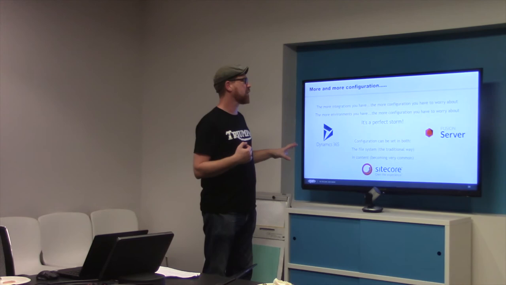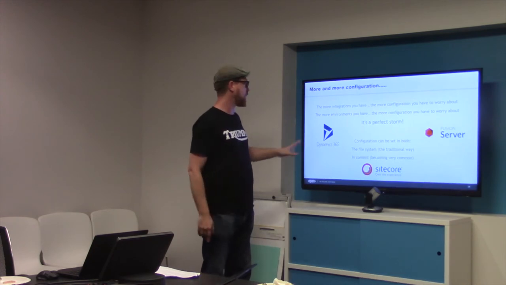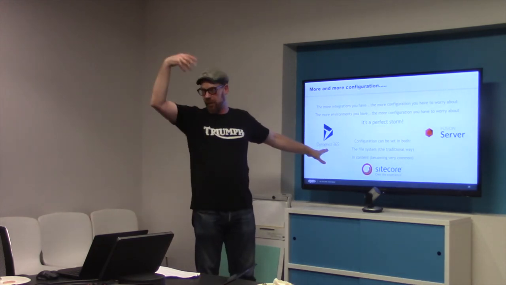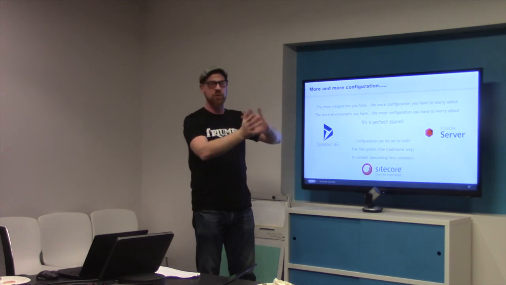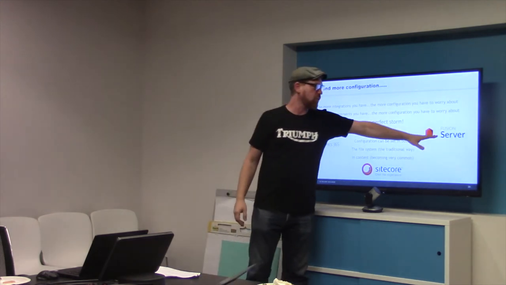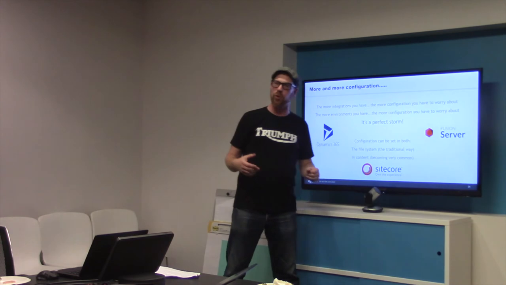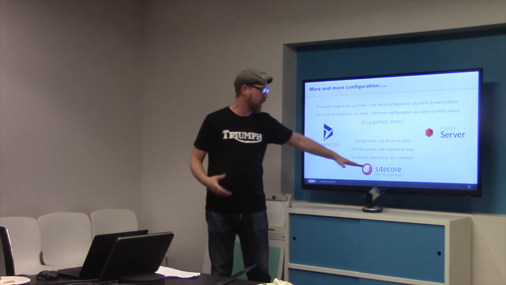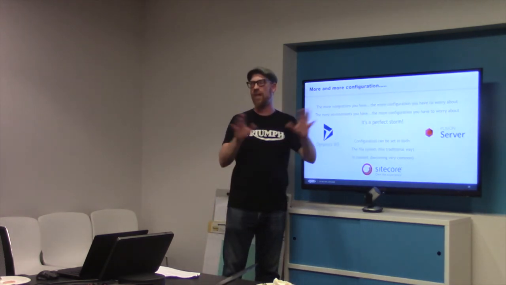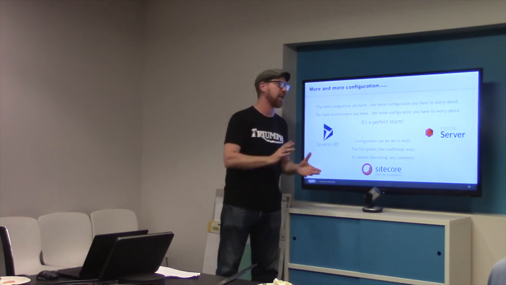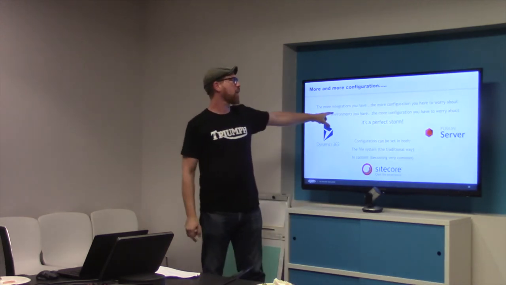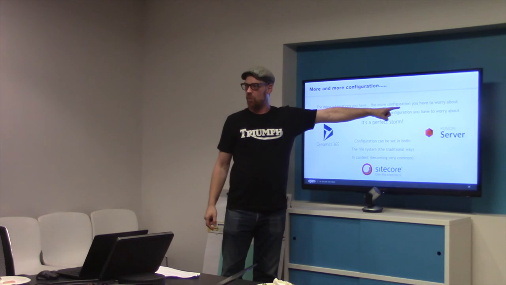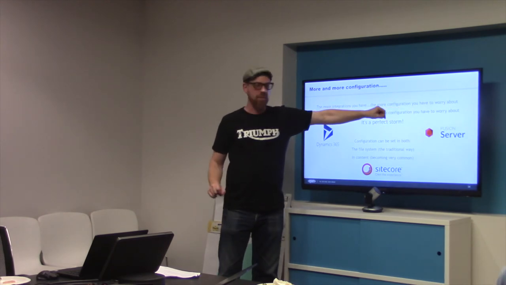In this project, it's a commerce project. We're talking to Dynamics 365 and the ERP and all this other stuff, products and whatnot. We're talking to this Fusion server, which is built on top of Solr for indexing and for searching. Oh, we got Sitecore. So we have these integrations. There are actually a lot more, but we'll just use these three for right now. So the more integrations you have, the more configurations you have to worry about. And I'll talk about that in a minute.